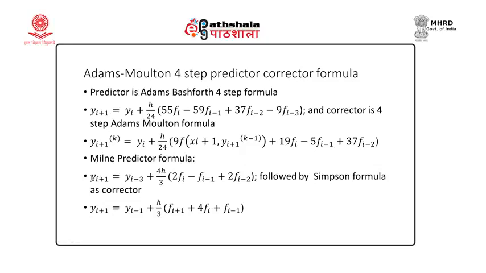Now, similarly, the more convenient one is the Milne predictor formula. y_{i+1} is y_{i-3} plus 4h by 3 times 2f_i minus f_{i-1} plus 2f_{i-2}. This is the predictor, and the corrector is nothing but Simpson's 1/3 formula, which we have learned in numerical integration. y_{i+1} is y_{i-1} plus h by 3 times f_{i+1} plus 4f_i plus f_{i-1}, and the same technique is used.